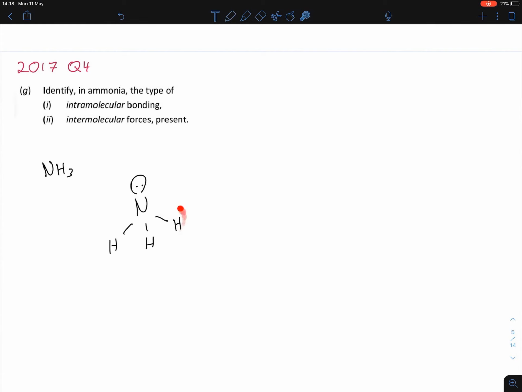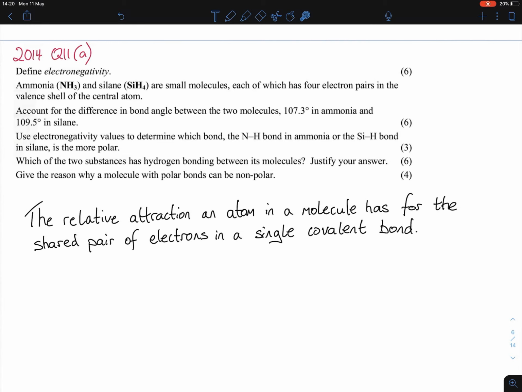You're given ammonia, actually we're doing ammonia again, and another compound called silane. It's a small molecule, each of which has 4 electron pairs in the valence shell of the central atom. Account for the difference in bond angle between the two molecules. So we have 107.3 for ammonia, 109.5 for silane. Now, draw them out, it's no harm, even though you might know it already.